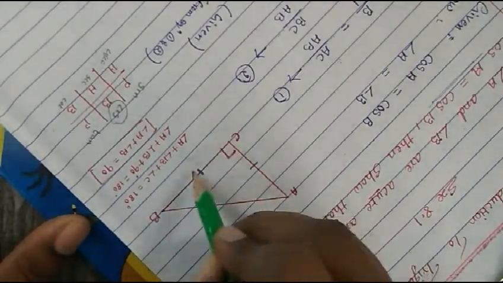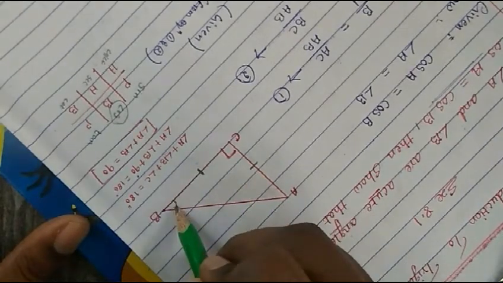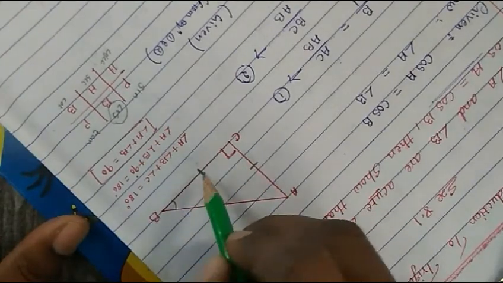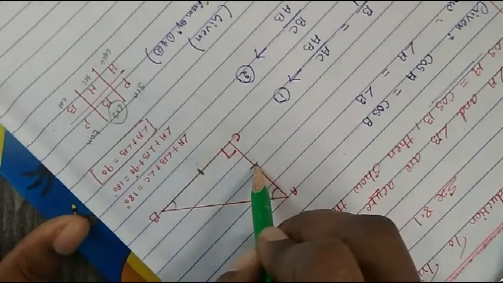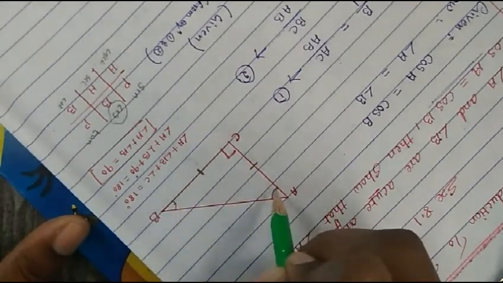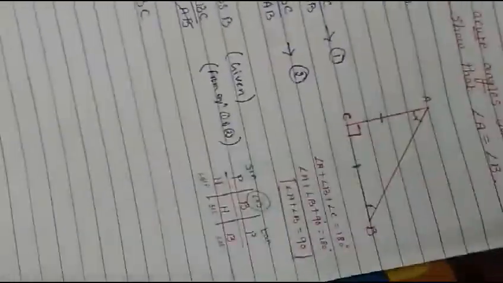So if two sides are equal, what we have studied is that their opposite angles also will be equal. For this side the opposite angle is this, and for this side the opposite angle is that. So if two sides are equal, then their opposite angles also will be equal. That means this angle will be equal to this angle.